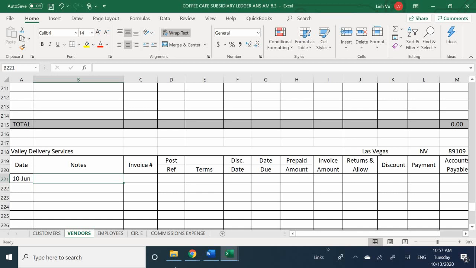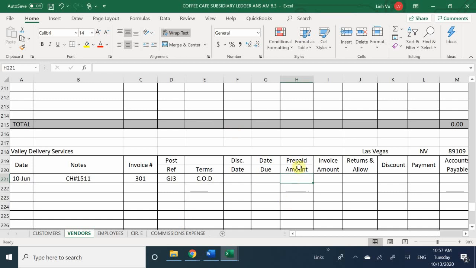Okay. Notes here that I paid using check number 1511. Invoice was invoice 301. Post reference is general journal number 3. Did I have terms? Yes. It was terms COD, meaning I had cash on delivery. So of course, due date and discount date doesn't count, or you don't need to fill it in.